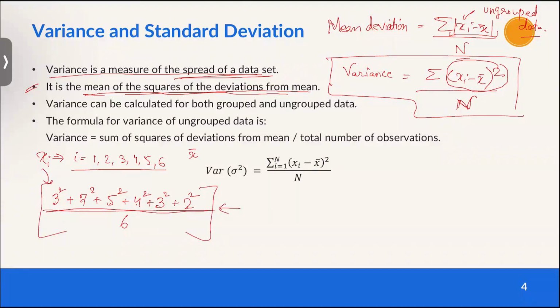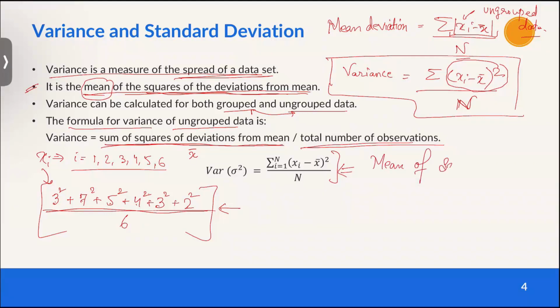So this is what variance is. It is the mean of the square of the deviations from the mean. Variance is calculated both for grouped data and ungrouped data. We will see examples of both. The formula for variance of ungrouped data is the sum of the squared deviations from the mean divided by the total number of deviations. But you need not remember variance like this. You should always remember it is the mean of the squares of deviations from the mean.